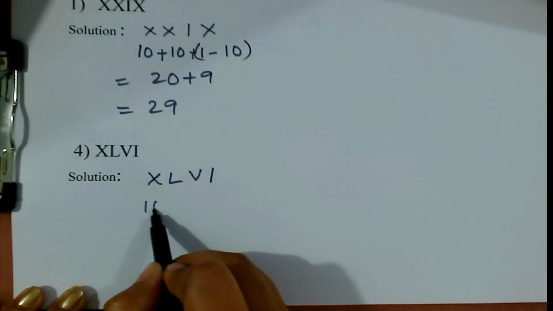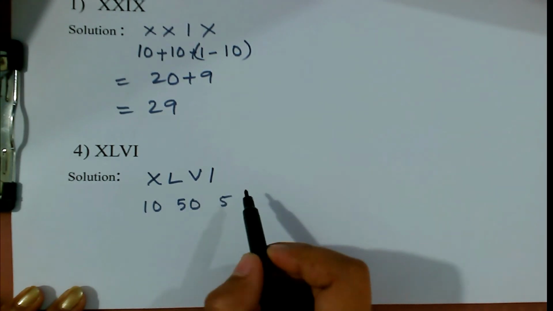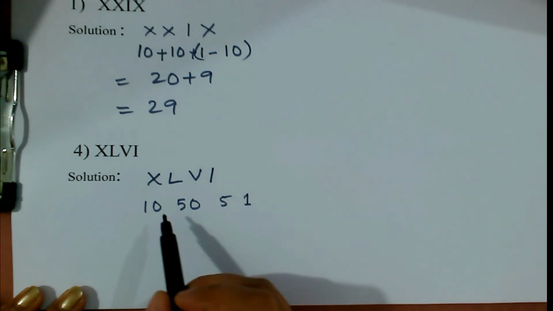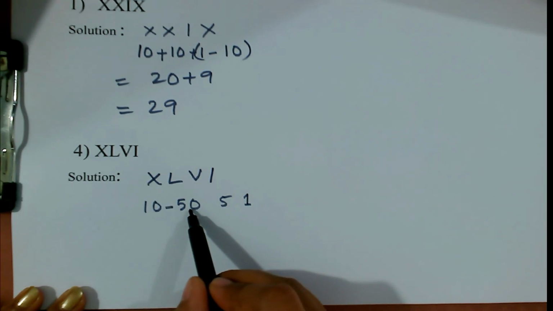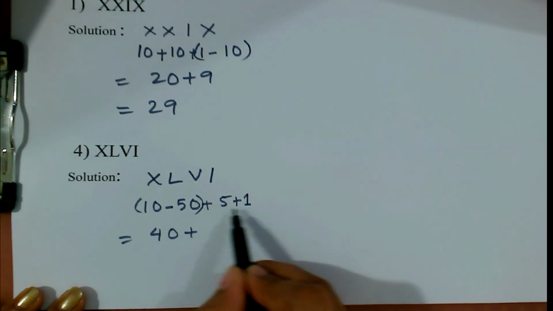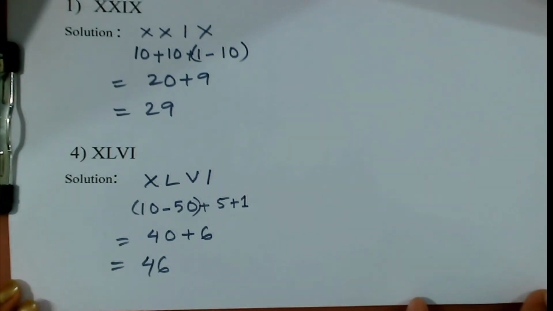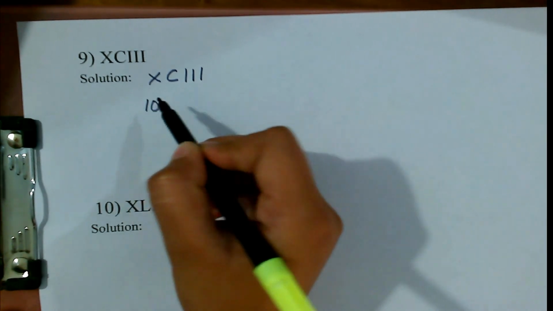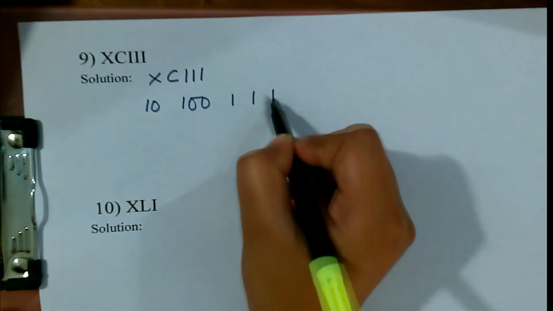Next, XLVI. X is 10, L is 50, and then V is 5, and then I is 1. Small to big is minus, and then big to small is plus, big to small plus. Only this two is minus. So if you subtract these two, it gives 40 plus 5 plus 1, 6. This one is 46. XLVI is 46.